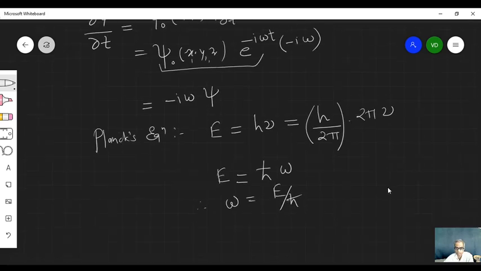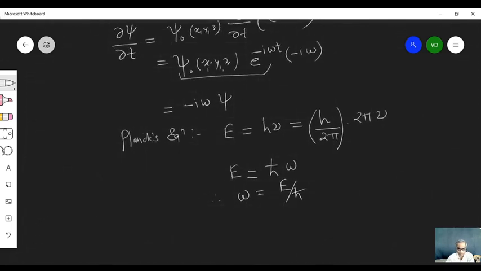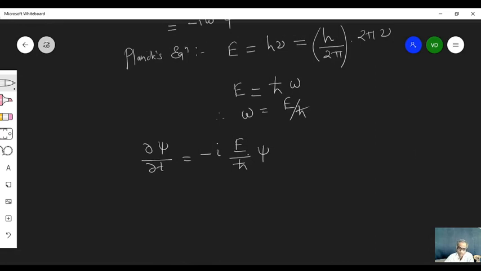Now we can write this value here so that we get del psi by del t equal to minus i, and omega is now E by h cross, and psi. Why are we doing all these things? Because we want the value of E psi. So let us take this E psi on the left hand side and the rest of the things on the right hand side. So E psi will be equal to h cross, which goes to the numerator, and minus i goes to the denominator. So h cross divided by minus i del psi by del t.